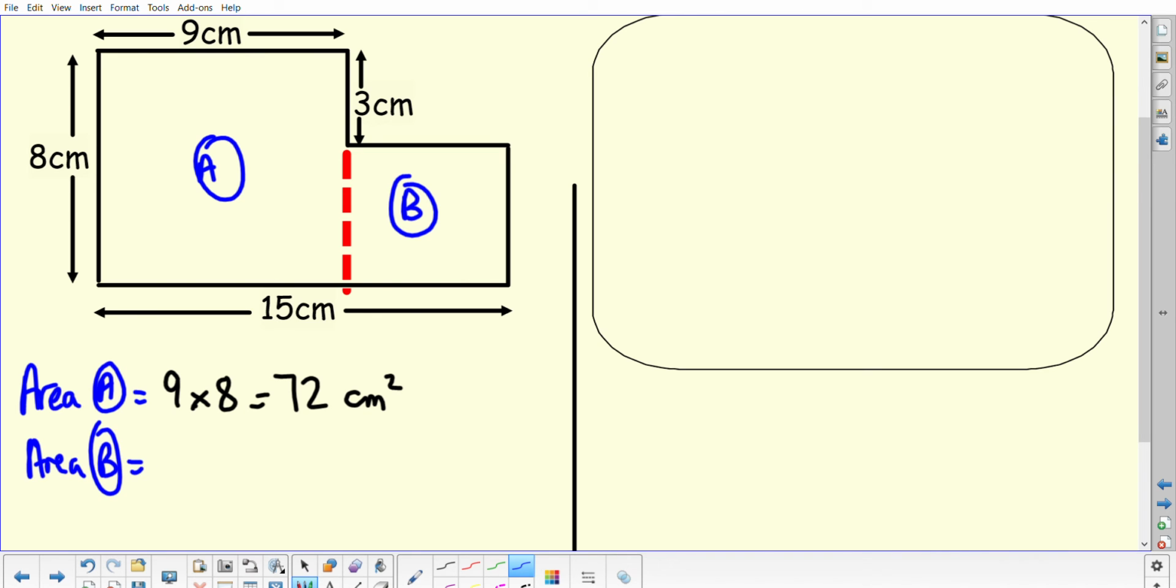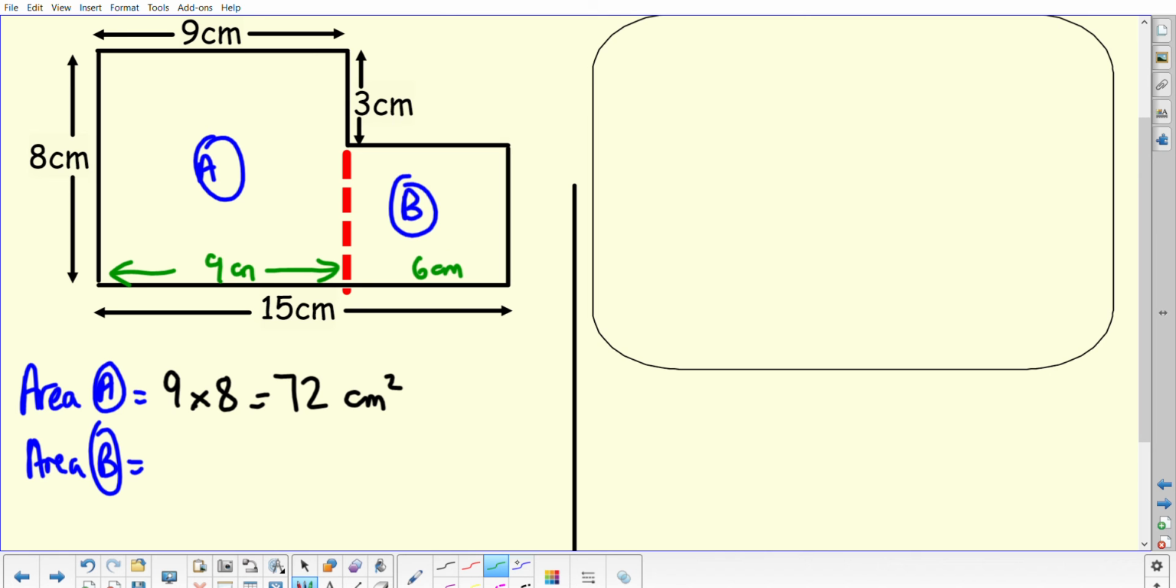Then we would go on and work out the area of B, and this time it's a wee bit harder because we actually do have to work out some measurements here. So if this 15 centimetres goes all the way along the bottom, and we know that this part of it will be 9 because it needs to match the top part there, that would mean that this bit in here would need to be 6.